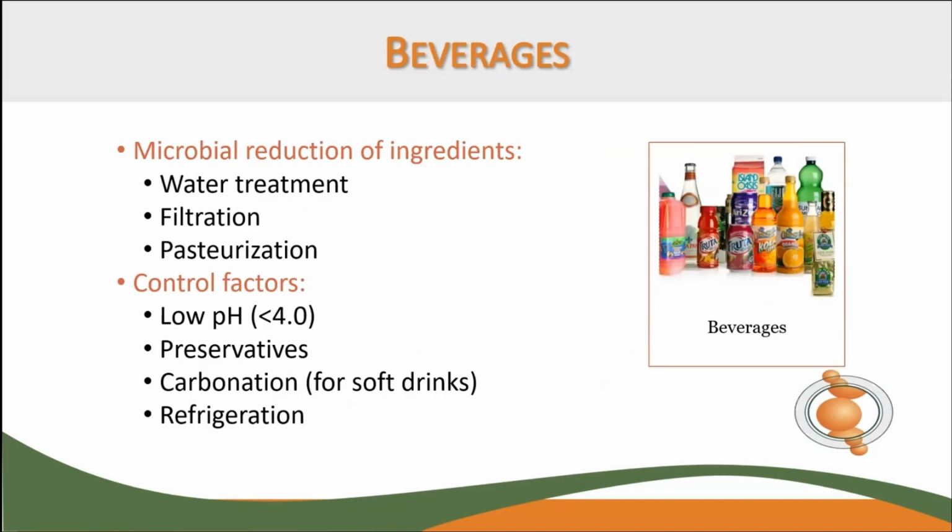In beverages, the processing includes microbial reduction steps, right, like water treatment, filtration, and some beverages have a pasteurization process. And then the controlling factor usually is pH. They keep the pH very low. And then in some beverages, they add preservatives. For soft drinks, they use carbonation to inhibit microbial growth. And in some other beverages, like fruit juice based ones, they may require refrigeration.